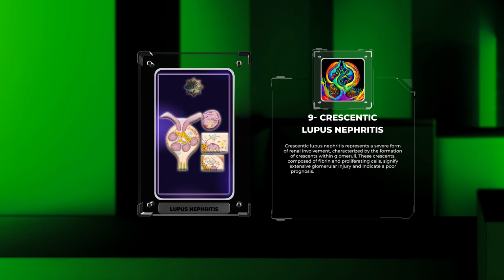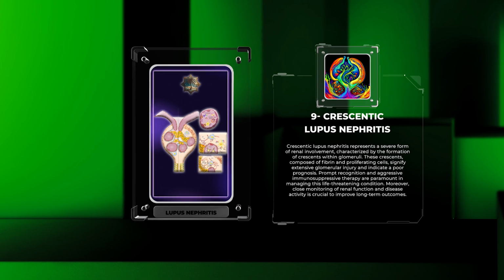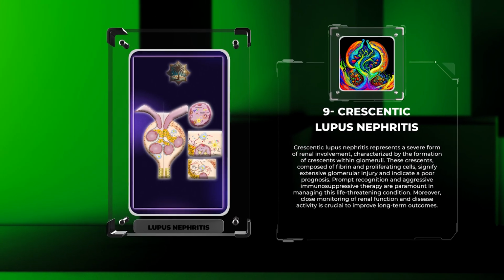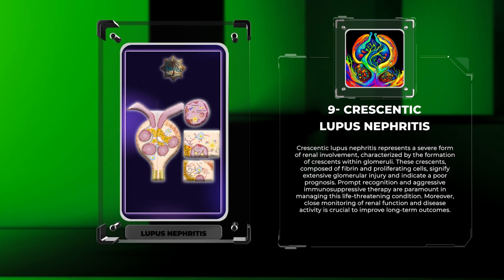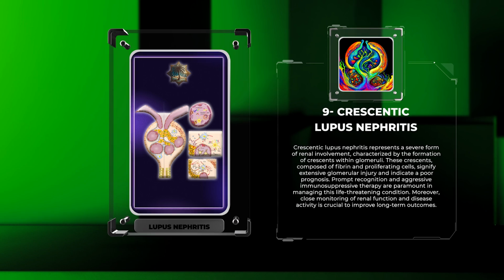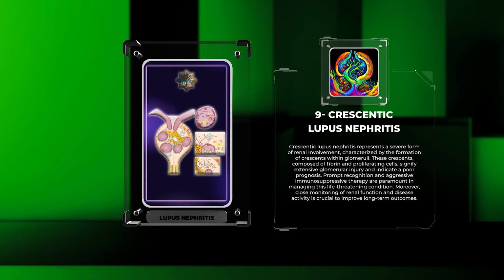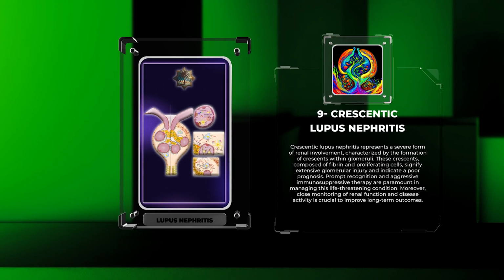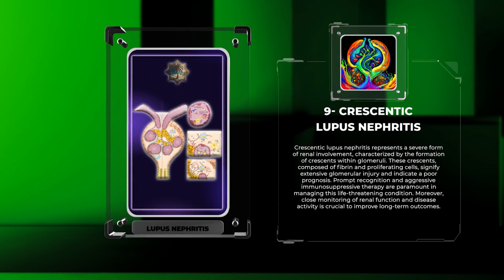Crescentic lupus nephritis represents a severe form of renal involvement, characterized by the formation of crescents within glomeruli. These crescents, composed of fibrin and proliferating cells, signify extensive glomerular injury and indicate a poor prognosis. Prompt recognition and aggressive immunosuppressive therapy are paramount in managing this life-threatening condition. Moreover, close monitoring of renal function and disease activity is crucial to improve long-term outcomes.